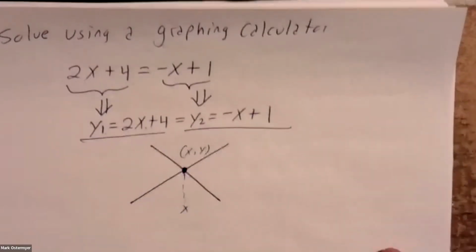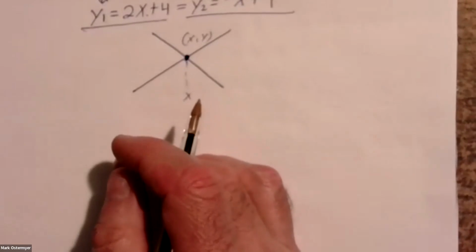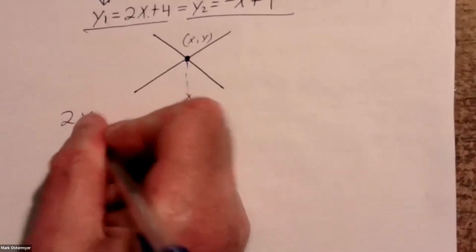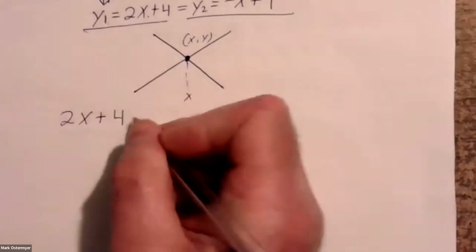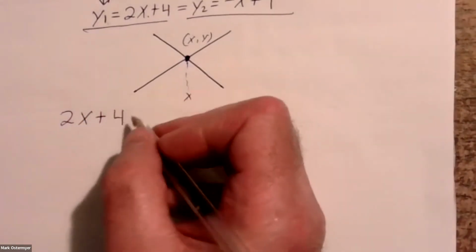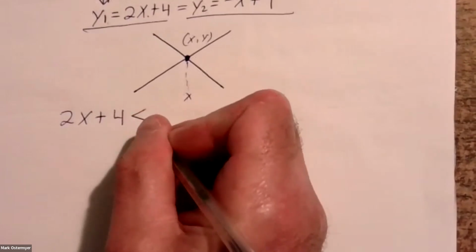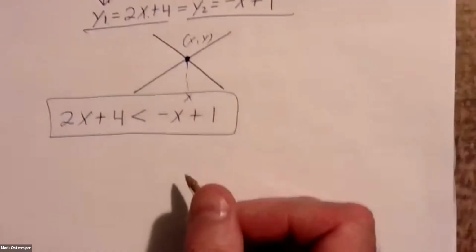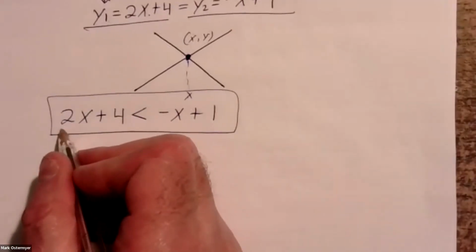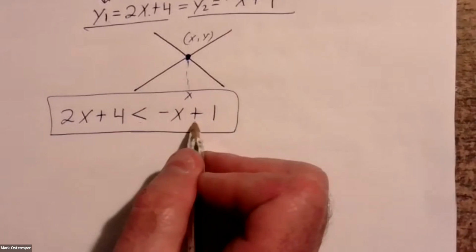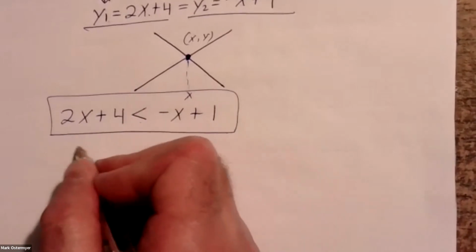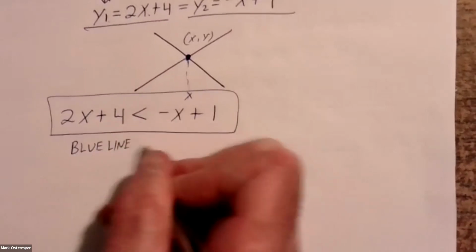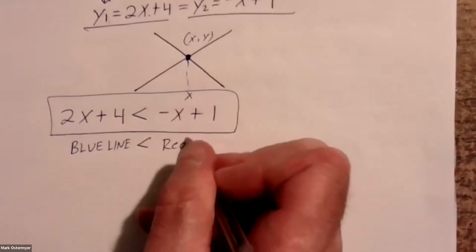In a similar fashion, I could also solve an inequality using the graphing method. If I took the same one up there, that was an equation, 2x plus 4 equal to -x plus 1. Suppose I want 2x plus 4 to be less than -x plus 1. That's to say, I want the left side to be less than the right side. That's to say, I want my blue line to be less than the red line.